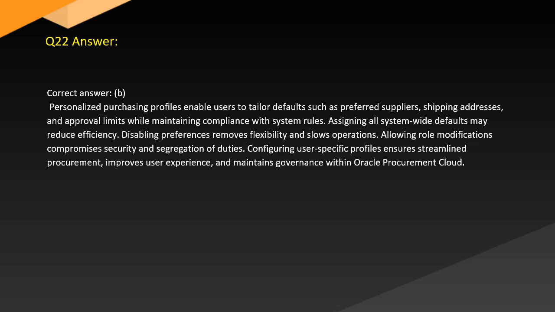Answer. Correct answer. B. Personalized purchasing profiles enable users to tailor defaults such as preferred suppliers, shipping addresses, and approval limits while maintaining compliance with system rules. Assigning all system-wide defaults may reduce efficiency. Disabling preferences removes flexibility and slows operations. Allowing role modifications compromises security and segregation of duties. Configuring user-specific profiles streamlines procurement, improves user experience, and maintains governance within Oracle Procurement Cloud.